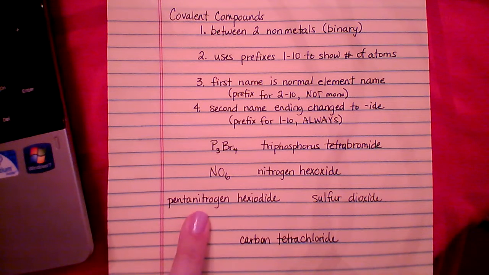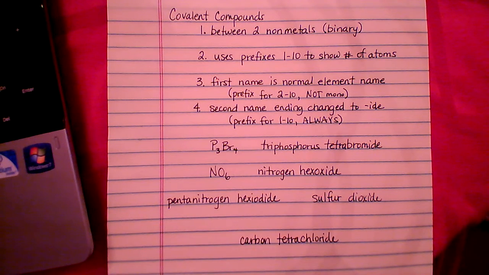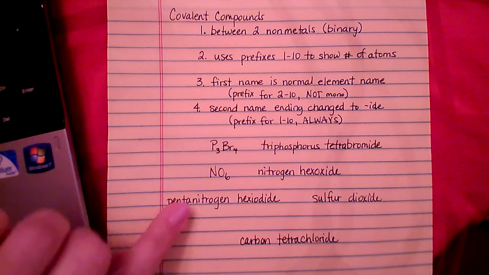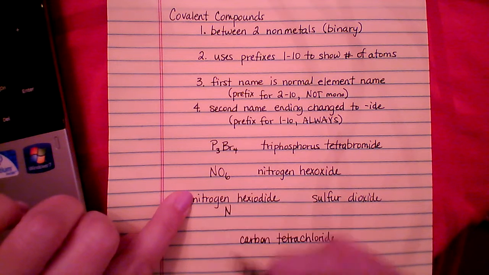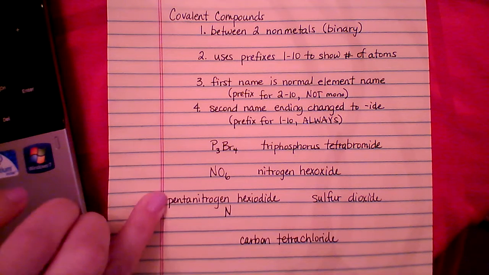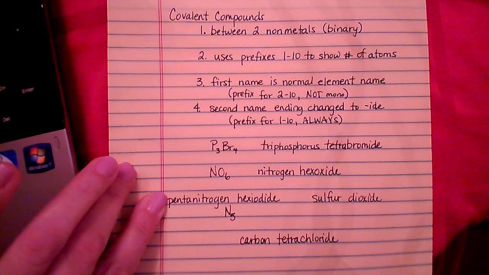So pentanitrogen hexaiodide. So pentanitrogen, what's the number for the prefix penta, and then what's the element? So nitrogen is my element, so I'm going to write the symbol for nitrogen, and then penta is 5, so N5.